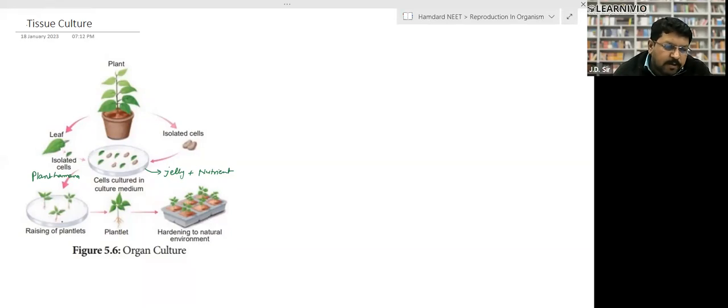When a number of plants are developed, these plantlets are separated and cultured in the natural environment, meaning they are hardened in the natural environment. After that, the implantation starts. So this part is called tissue culture. Is it clear?